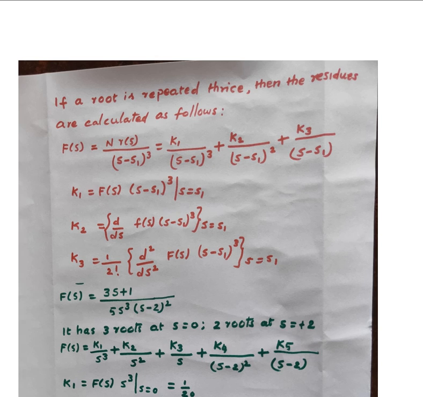So we have f of s is equal to 3s plus 1 divided by 5s cube into s minus 2 whole square. If you observe properly, it has 3 roots at s is equal to 0, and 2 roots at s is equal to 2. So we write f of s in the general format like this: f of s is equal to k1 by s cube plus k2 by s square plus k3 by s plus k4 by s minus 2 whole square plus k5 divided by s minus 2.